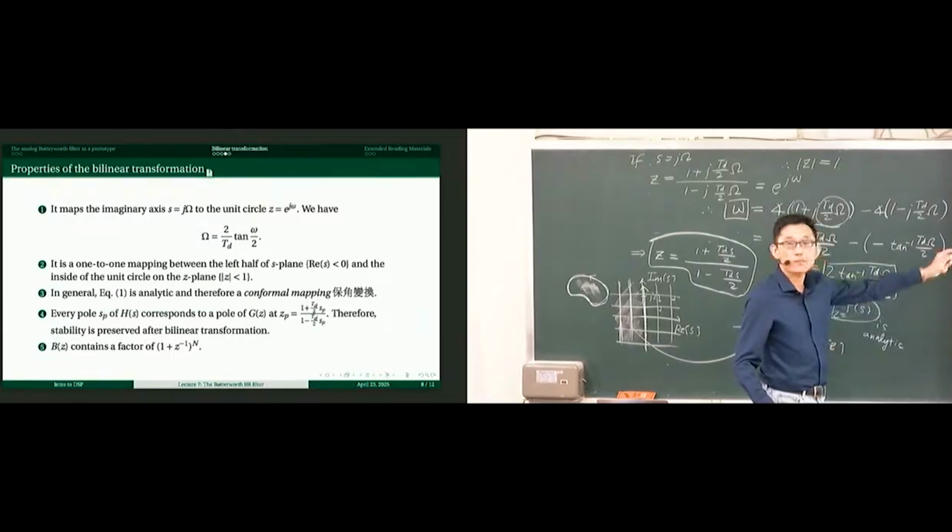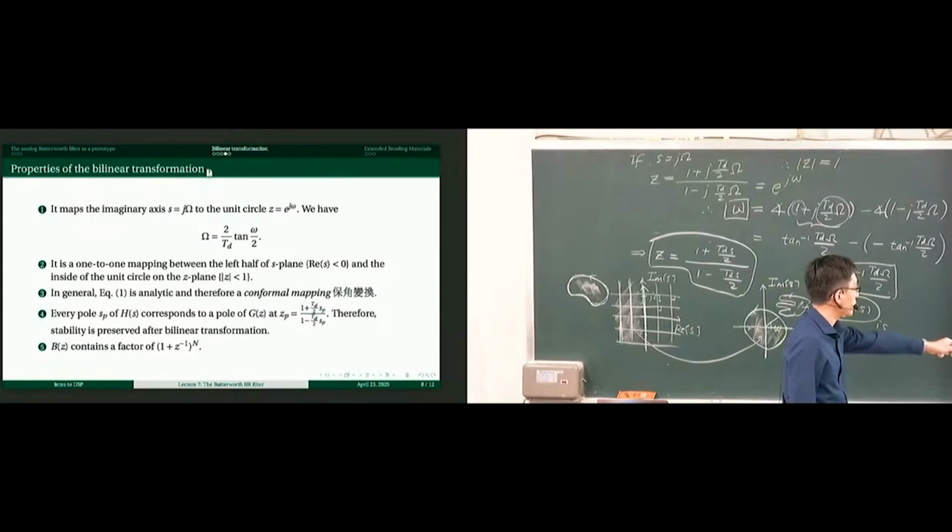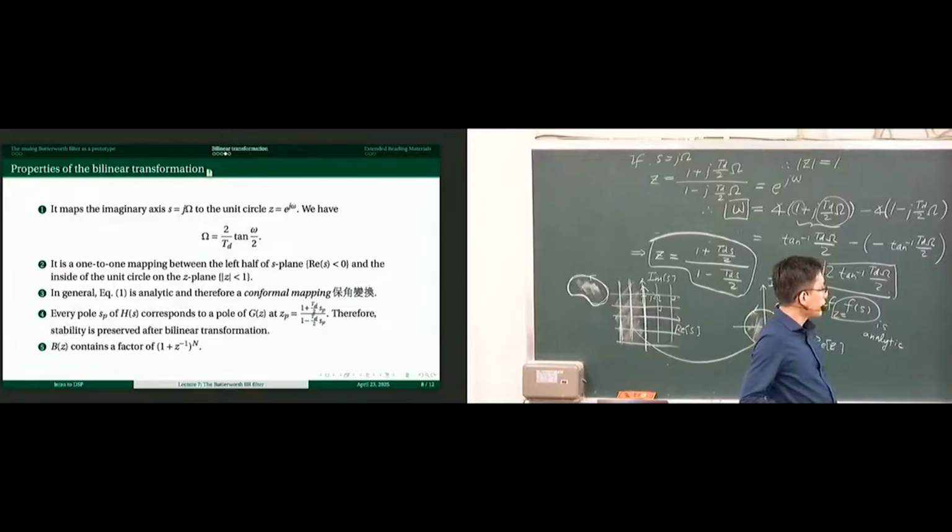So let's finish this slide before we take a break, okay? Yeah, so 1, 2, 3. How about the fourth property? The fourth property is a property about stability. Okay, so let me read it. Now imagine that since the left-hand side is mapped to the inside, okay?